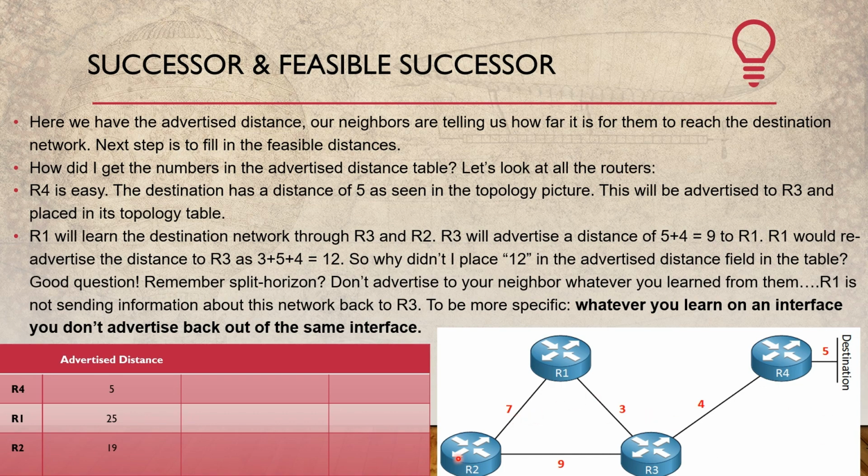In the same way, R2 is also doing it: 5 plus 4 plus 3 plus 7. 5 plus 4 is 9, 9 plus 3 is 12, and 12 plus 7 is 19. R2 advertises that to R3, saying you can reach me via this path, and that advertised distance is 19.